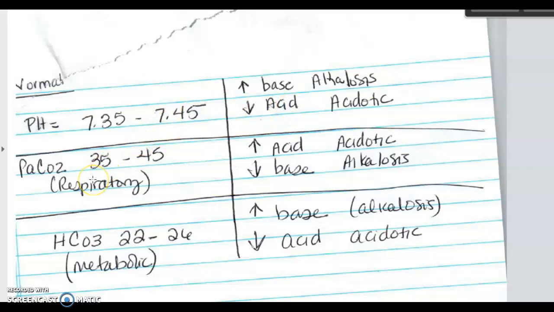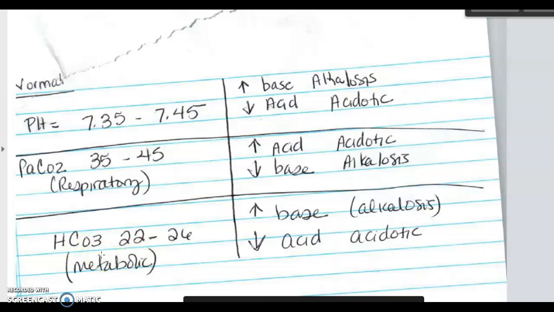So moving down, let's talk about the PaCO2. First thing we need to look at is the normal values, 35 to 45, but we also see that PaCO2 stands for the respiratory. So you're looking at respiratory function when you look at the PaCO2. PaCO2 is completely opposite of the other two. So if you have a high PaCO2, that means you're acid. If you're above 45, that means it's an acid. You're acidotic. If you're below 35, below the normal, that means it's a base. You're alkalotic.